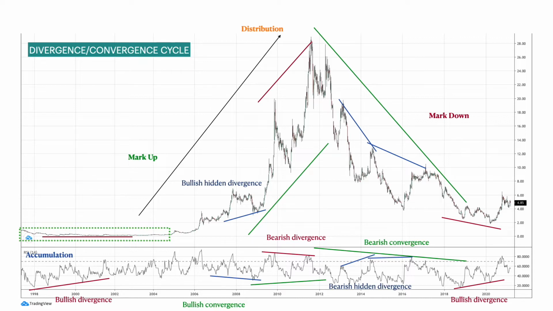Within this decline, we may encounter hidden bearish divergences that signal the continuation of the downtrend. A bearish hidden divergence happens when price is making lower highs, but the indicator is making higher highs. Once the downtrend ends, price moves sideways. This could be the start of a new market cycle.